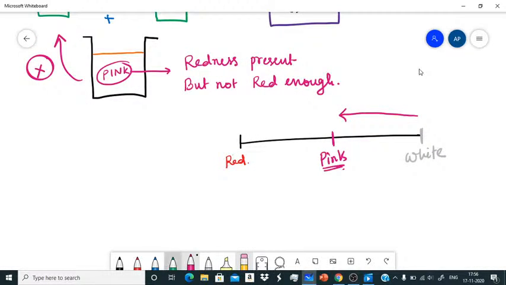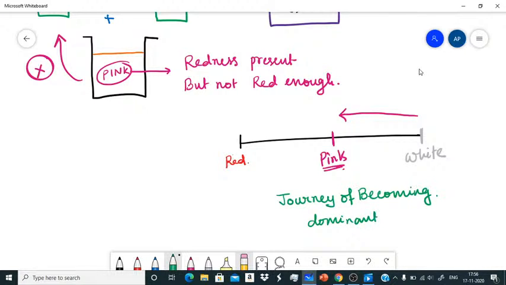So its journey of becoming dominant is incomplete. Can you see that? Can you appreciate the fact? Is this understandable? Are you on the same page?